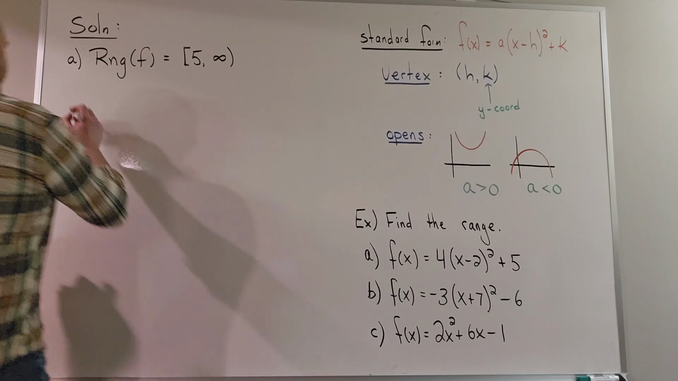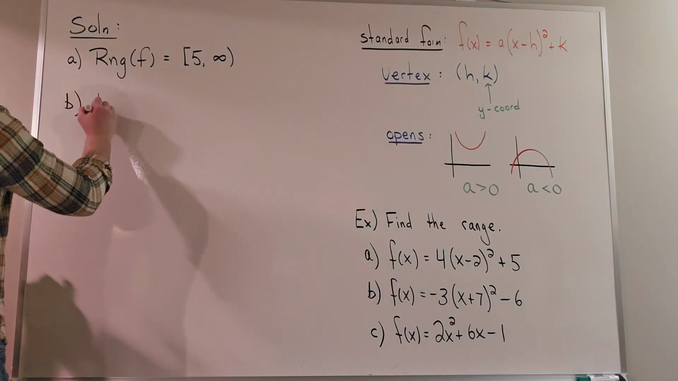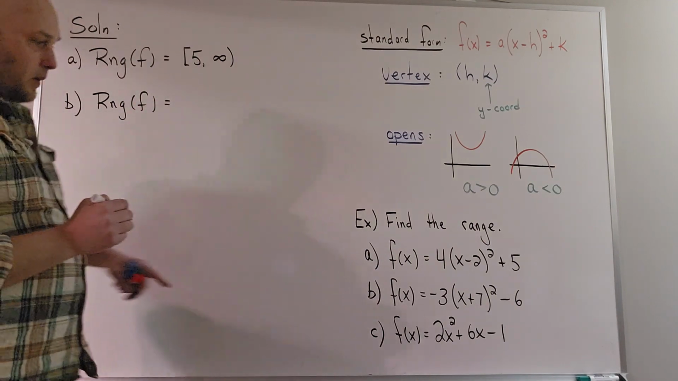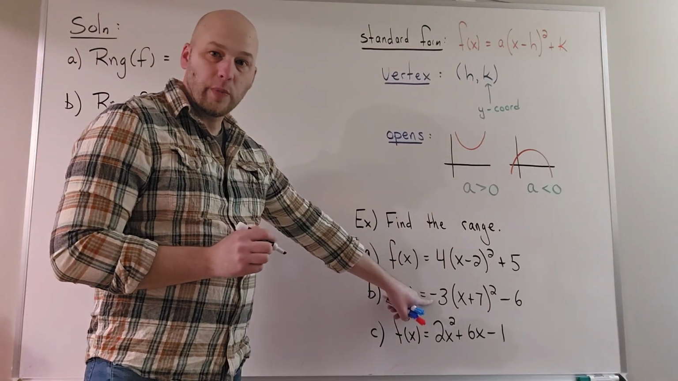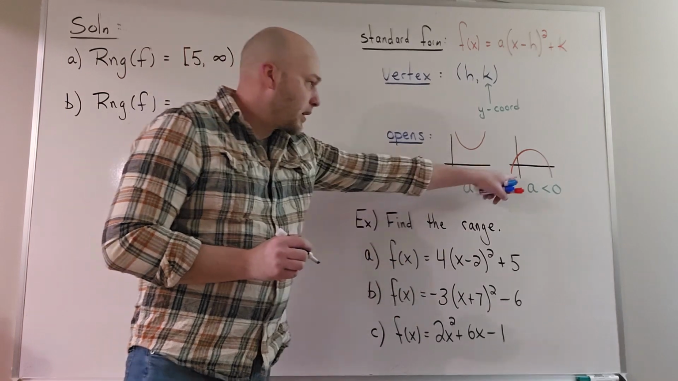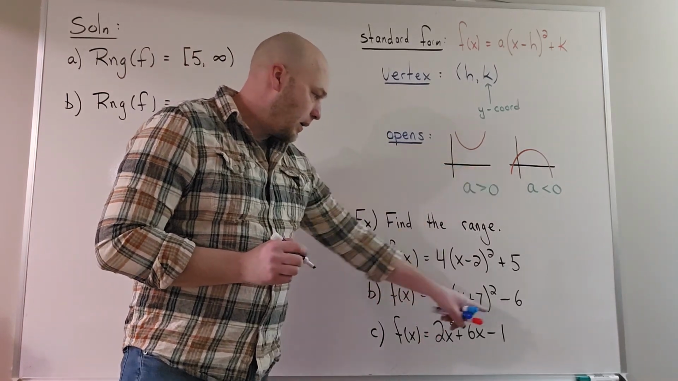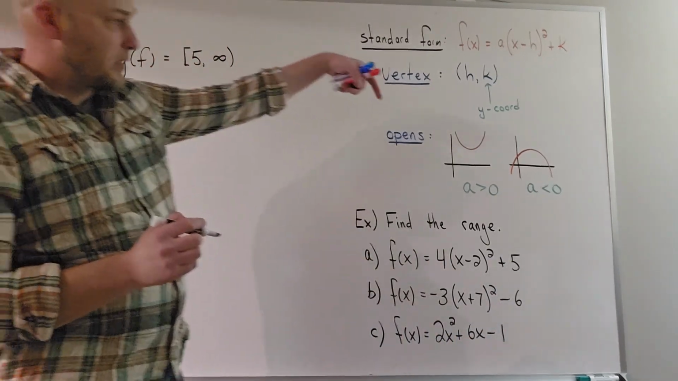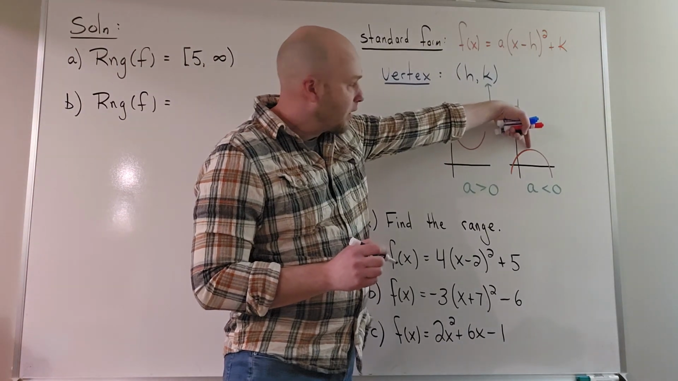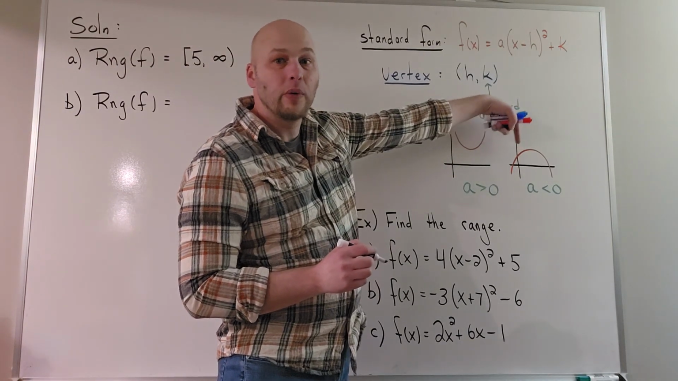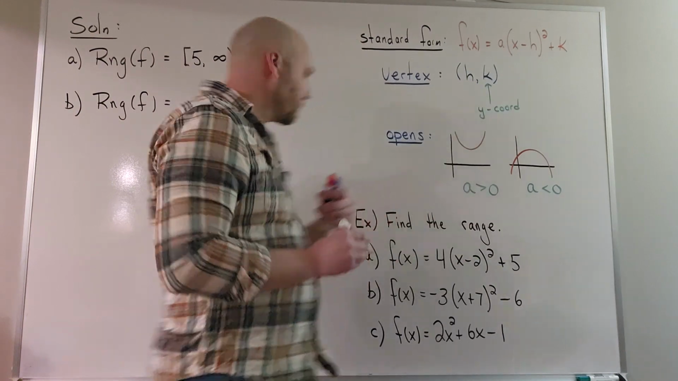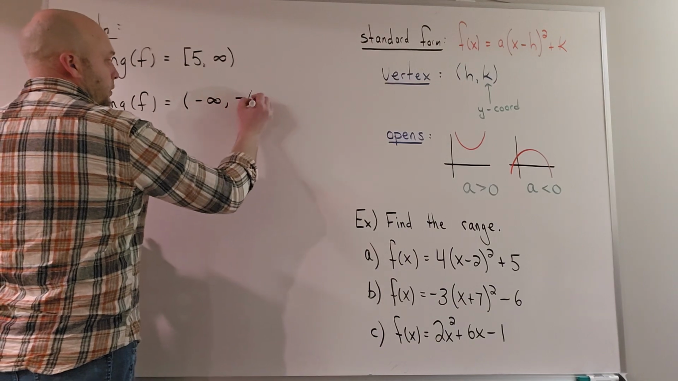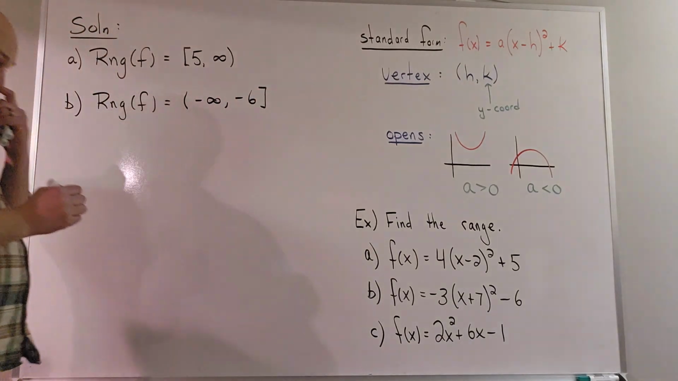Part B. Okay. This one, the parabola opens downwards because the leading coefficient is negative. That means it has a shape like this. And the y-coordinate of the vertex is at -6. So that means that minus 6 would be the top of the graph, the y value corresponding to the top of the graph, so it would be that negative 6, and then everything below. Therefore, the range in this case would be minus infinity up to negative 6, and including negative 6.